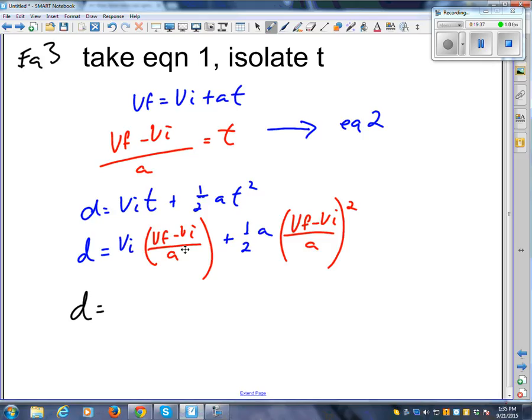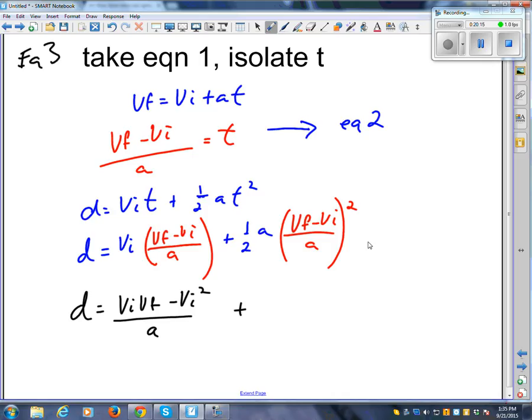Vi times all of this is going to become Vi times Vf. I'm going to take this and I'm going to multiply. Vi times minus Vi is going to be minus Vi squared all over a. That's the blue times the red, right? Plus, now how are we going to do this?